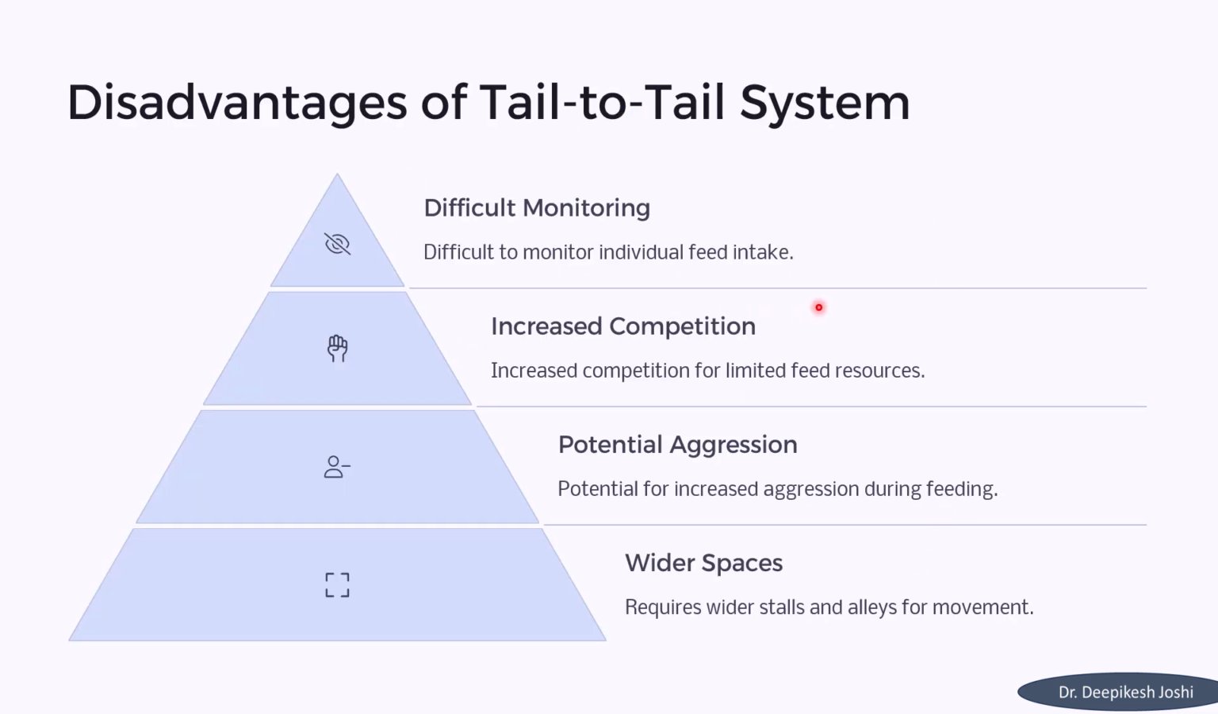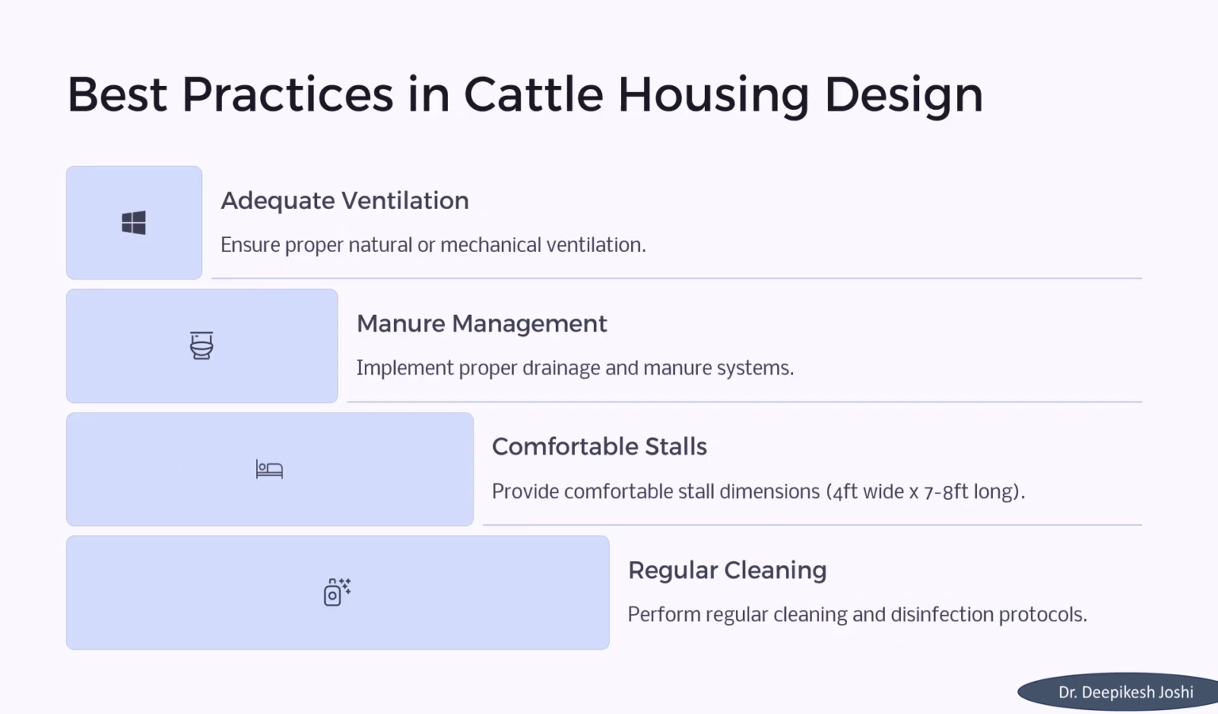Disadvantages are that it is difficult to monitor individual feed intake because first we have to go to one manger, then on the opposite side we have to go. So two different mangers are there, and it is very difficult to monitor. Then there is increased competition for feed, and aggression can occur during feeding because they are not seeing each other much, so any unknown cow can come and stand beside them, and they will fight amongst themselves. Wider spaces are required to fit their bodies in the tail to tail system.